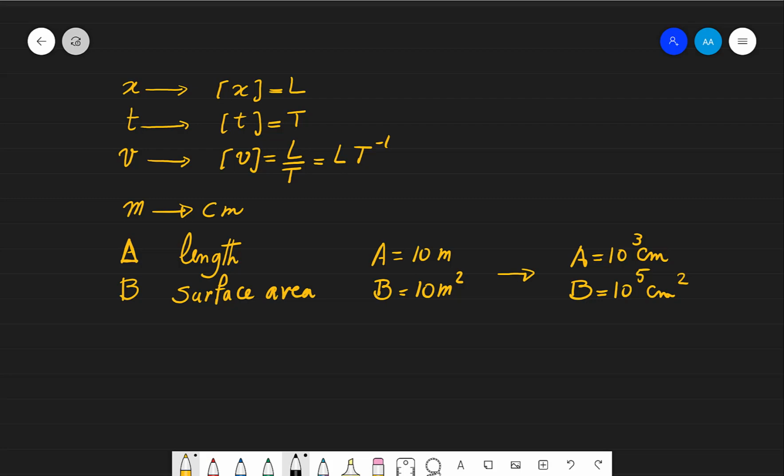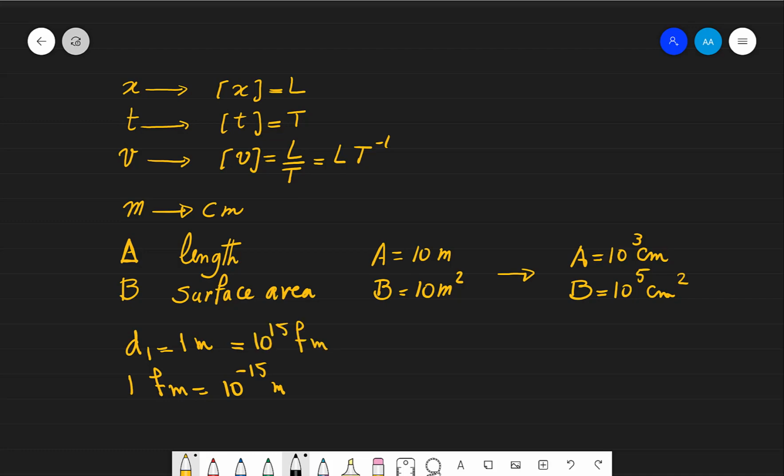For example, consider a length d1, which is 1 meter. This length can be written in terms of the subatomic length unit, Fermi. 1 Fermi is 10 to the power minus 15 meter. So d1 is equal to 10 to the power 15 Fermi.